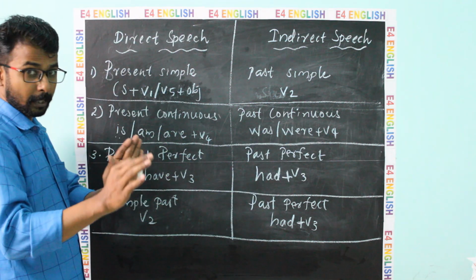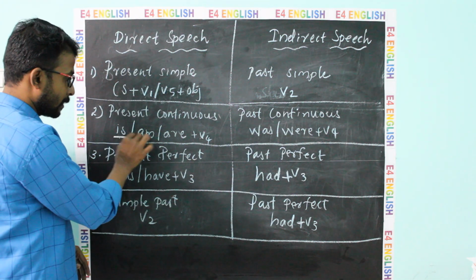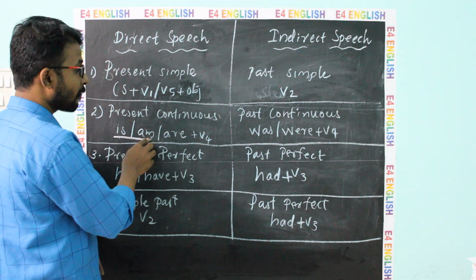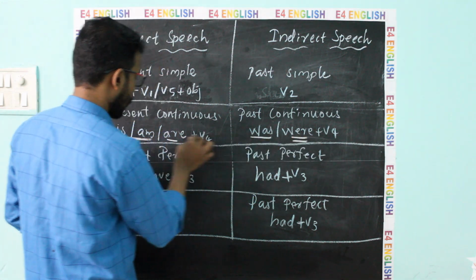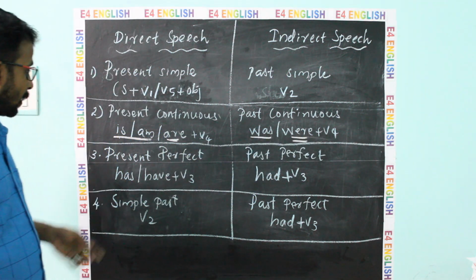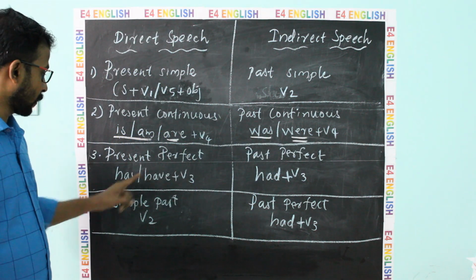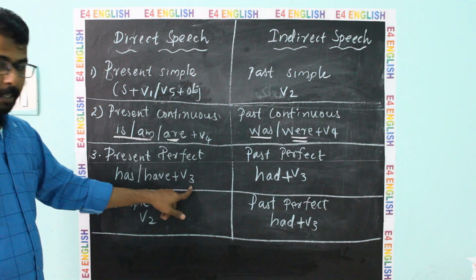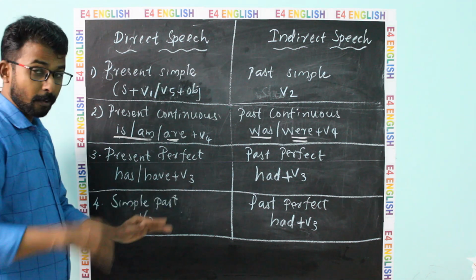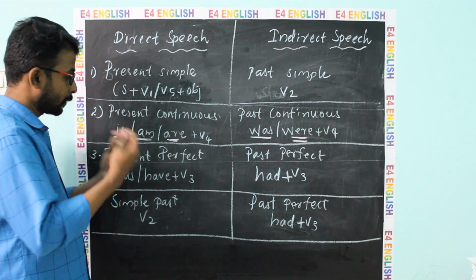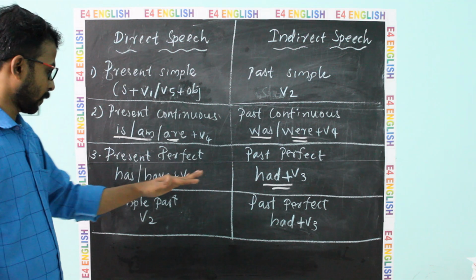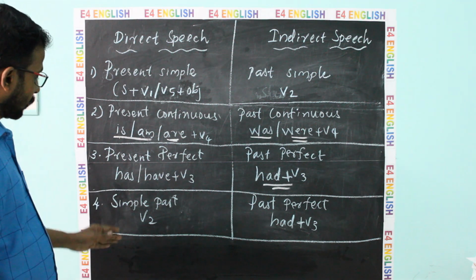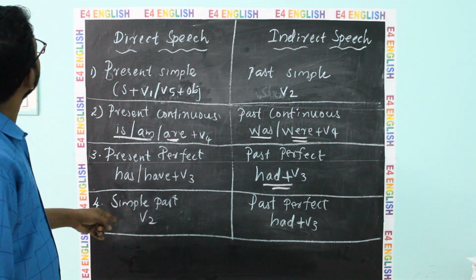While you are changing, once you see is or am, it will change into was, and are will change into were. Okay, are will change into were. Right. The next category is present perfect, has or have plus V3. Whether it is has or have, that will change into had plus V3, so past perfect.